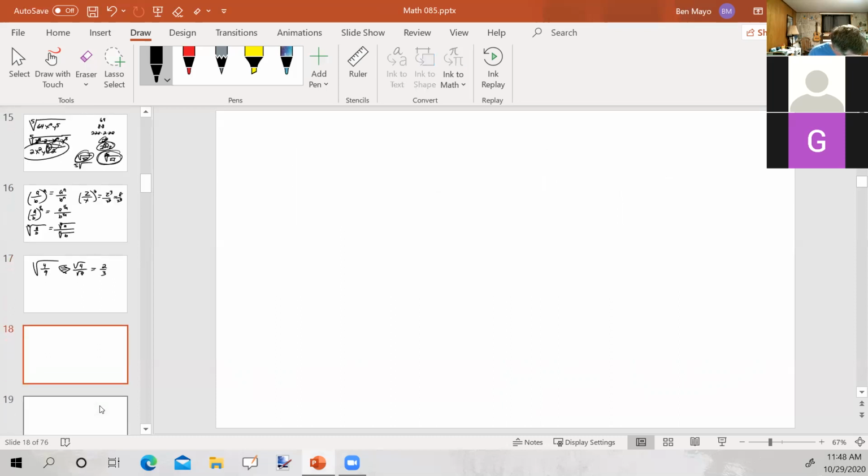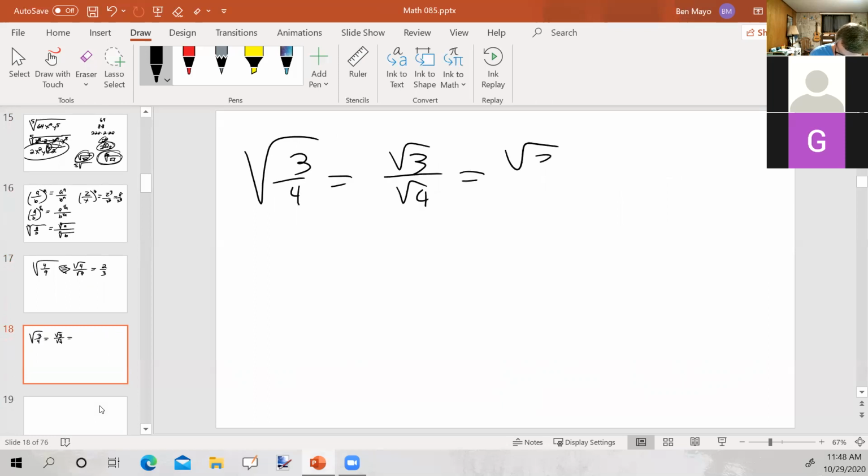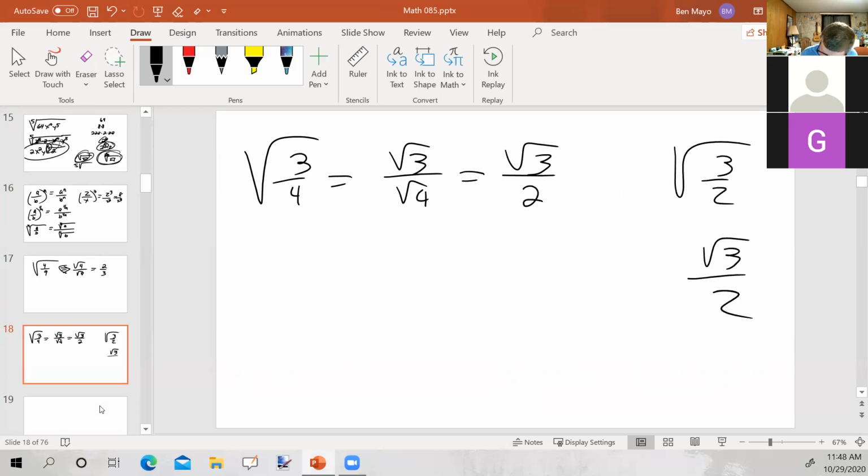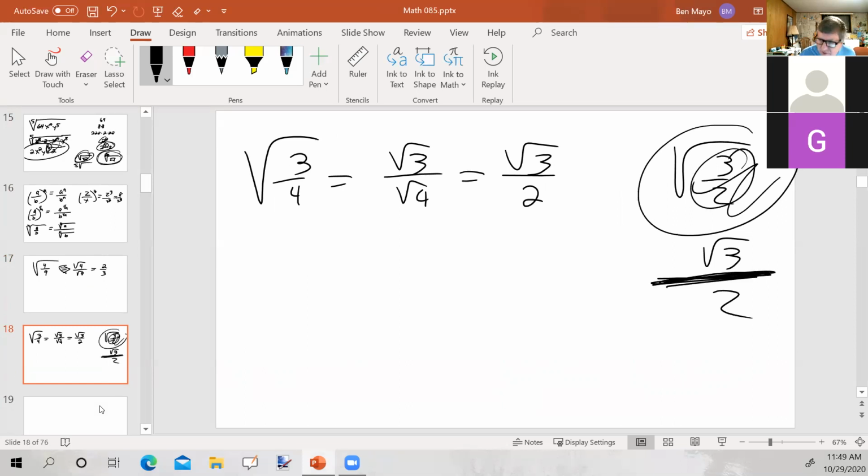Let's say we have the square root of 3/4. Well, that would be the square root of 3 over the square root of 4, which is the square root of 3 over 2. Now, don't confuse that with that. This is the square root of 3/2. This is the square root of 3 divided by 2. So the 2 is not inside the radical, entirely different. Watch out, be careful.